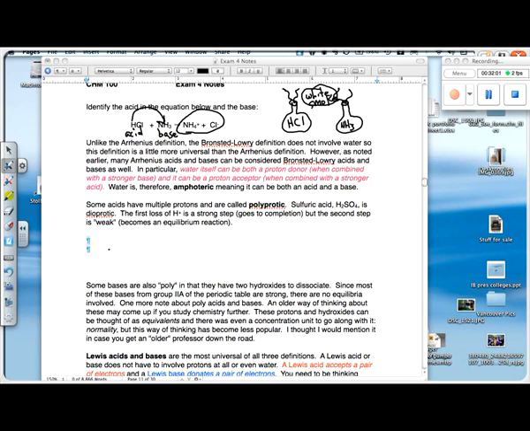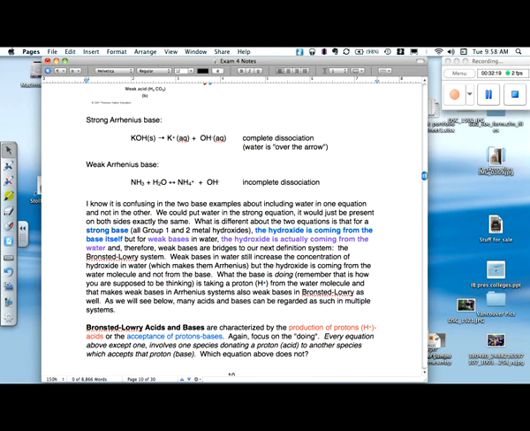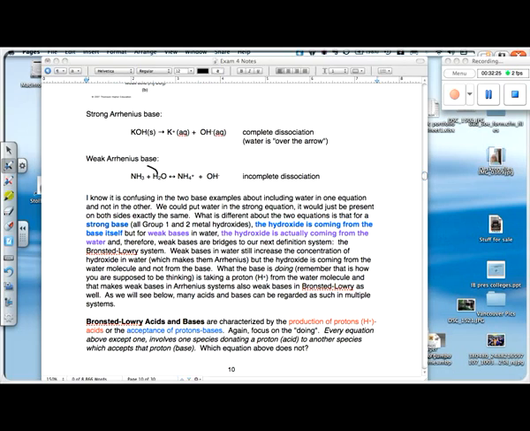Now, we saw in some reactions up above that water itself can be a proton donor when combined with a base, and it can be a proton acceptor when combined with an acid. So let me scroll back up and show you what I'm talking about. Water goes both ways. It is both an acid and a base. All right, so in this example right here, water is losing a proton to the base. So this is the base, and this is the acid.